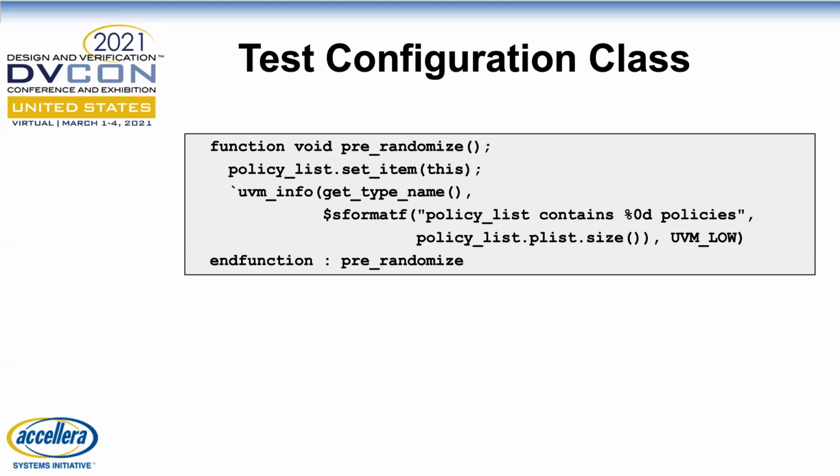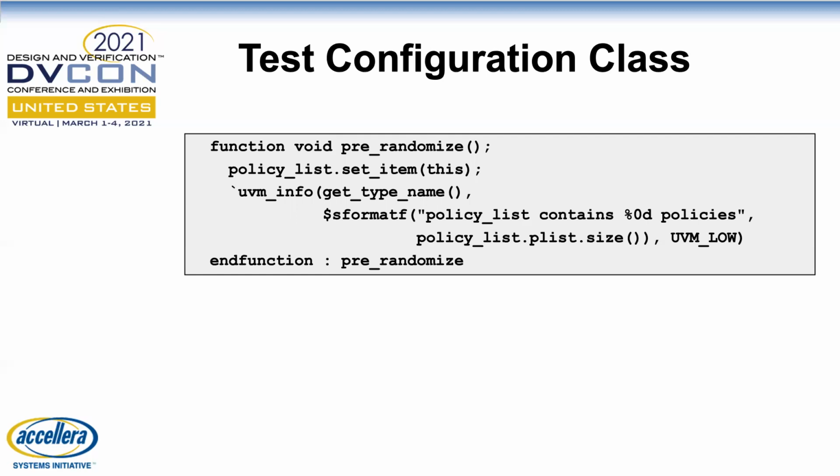Policies make use of hierarchical constraints. In order for the policies in the policy list to work on the test config object itself, we need to pass a test config pointer to each of the active policies. This is done in the test config pre-randomize function via the policy list set item function.